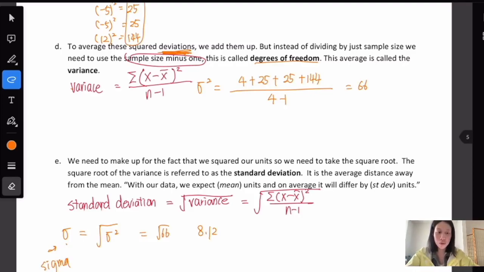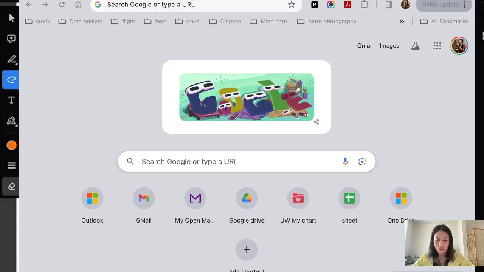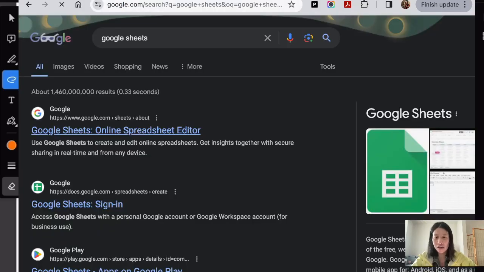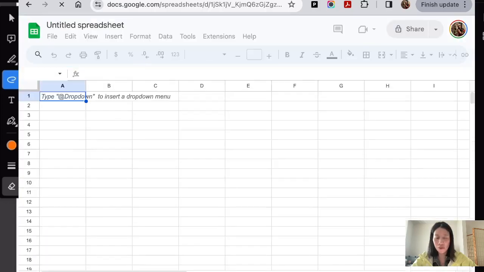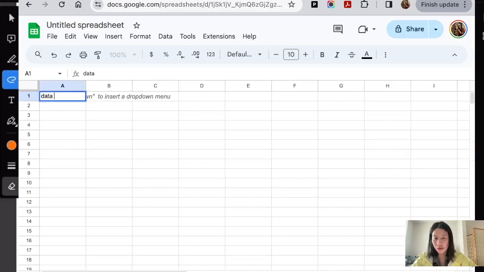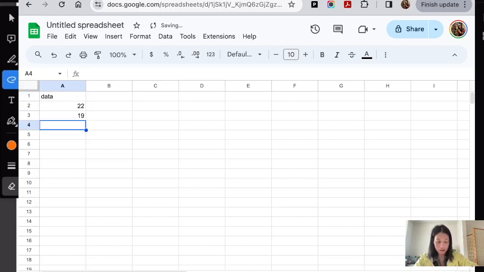Here, I want to show you another way to calculate this deviation by using Excel. To start with, you open a new tab and type in Google Sheets, or you can also use Microsoft Excel. They are the same. Let's go to a new spreadsheet. The first thing you want to do is type in your data. In this case, we have people with different ages: 22, 19, 19, 36.